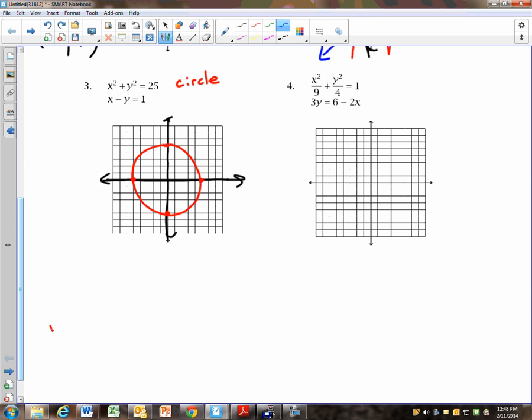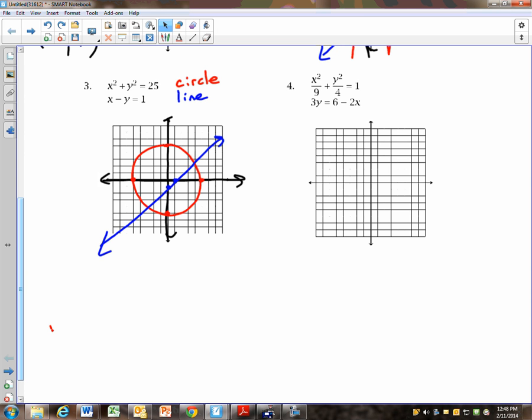What's the second equation? It's a line. I'll cover up the y value. What's the x-intercept? 1. Cover up the x. What's the y-intercept? Negative 1. I'm pretty confident by that drawing that I'm going to have 2 intersection points. And I'm pretty confident I'm going to have 1 in the first quadrant and 1 in the third quadrant.